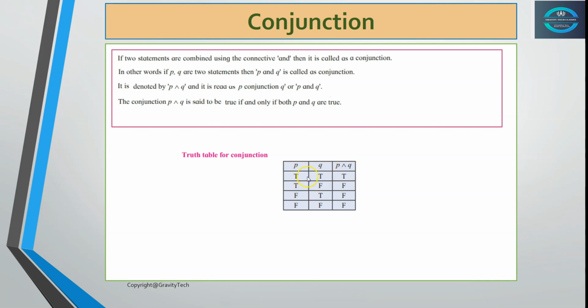If both are T, then T. Otherwise, जहां पे भी अगर दोनों जगह T नहीं दिखेगा, all will be what? False. So P and Q is basically what? T, F, F, F. This is the truth table of conjunction, right? So remember, conjunction is what? When both are true, then it is true. It is denoted by this kind of cap.